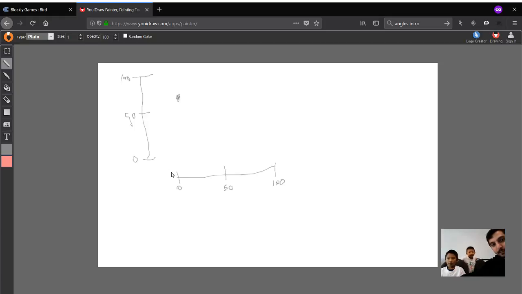Now, if we were to draw a point, like for example over here, we can locate this point by using both of these lines. So, relative to this number line, it's around 75. But relative to this number line, it's around. What do you think, Molly? Relative to this, Molly. What do you think?